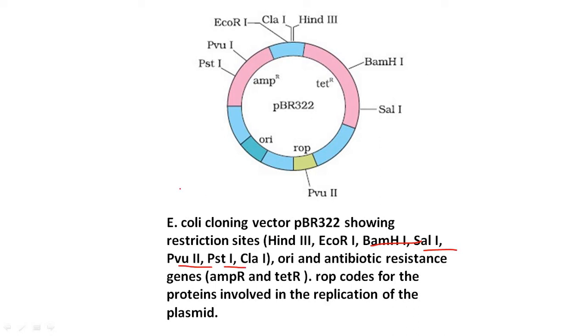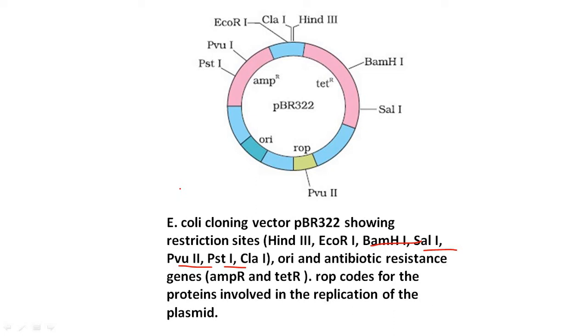The best known vectors are those, and both of them have been modified from the natural plasmids of E. coli. The pUC series of plasmid vectors are named so because they were initially developed at the University of California. They are derived from pBR322 itself, and the plasmids are about 2700 base pairs, or 2.7 kb, long.